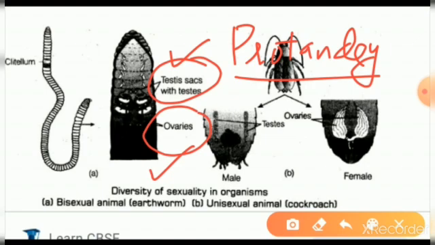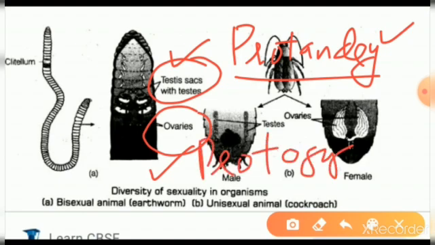So the individual is bisexual, but still it is going for cross fertilization under two conditions: protandry, when the male sex organs mature earlier, or protogyny. Protogyny means when the female sex organs mature earlier. So students, these terms are clear now. What is the protandry condition? When the male sex organs mature earlier than the female sex organs. And the protogyny condition is when the female sex organs mature earlier than the male sex organs.